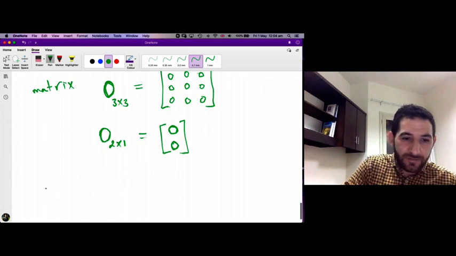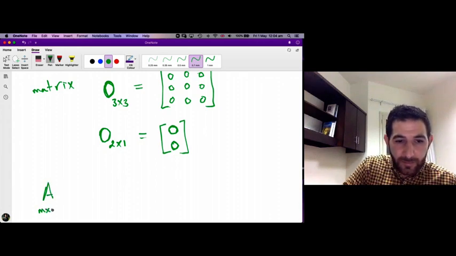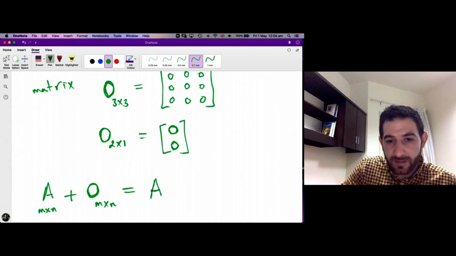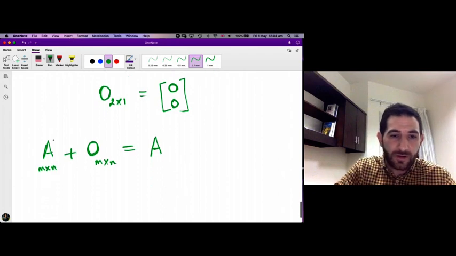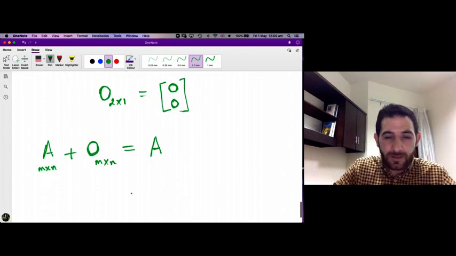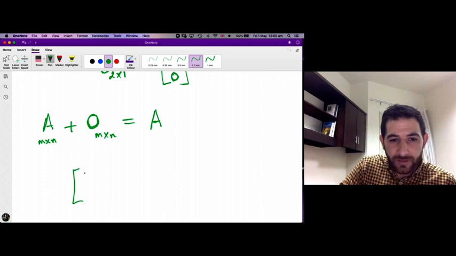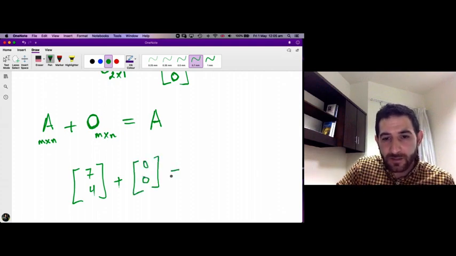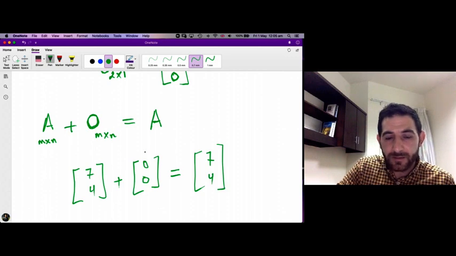Notice that if A is a matrix of dimension m by n, plus the zero matrix of m by n, then the result of adding these two matrices is A, because we are adding a real number with 0 to get the same real number. For example, if we have the matrix 7, 4 plus the zero matrix of dimension 2 by 1, how do we add these? 7 plus 0 is 7 and 4 plus 0 is 4. So we get the same matrix whenever we add the zero matrix to it.